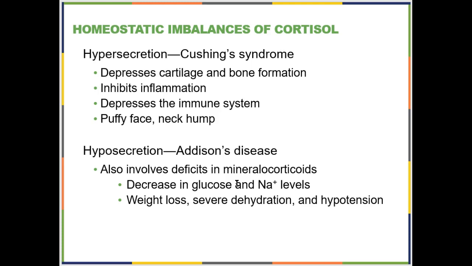Moving right along. You simply want to know that too much cortisol is Cushing's. Don't worry about any of the symptoms. We're just going to know the names. And then too little cortisol is Addison's disease. But we don't really know enough about all of the ins and outs of cortisol to have all of these symptoms make sense to us.